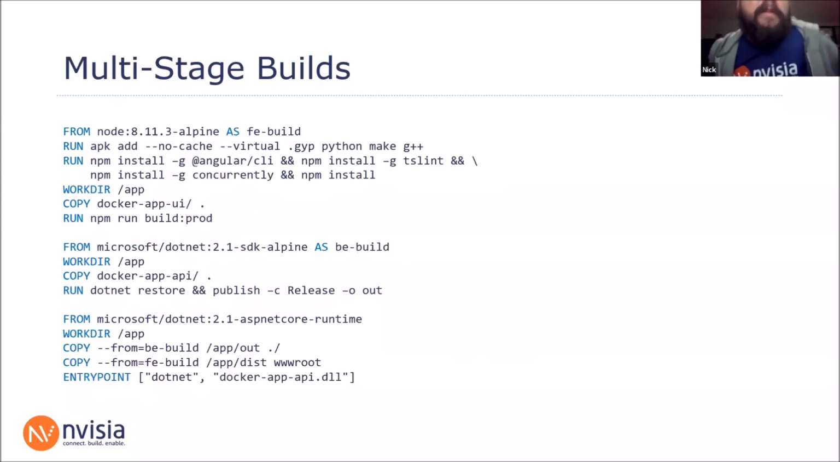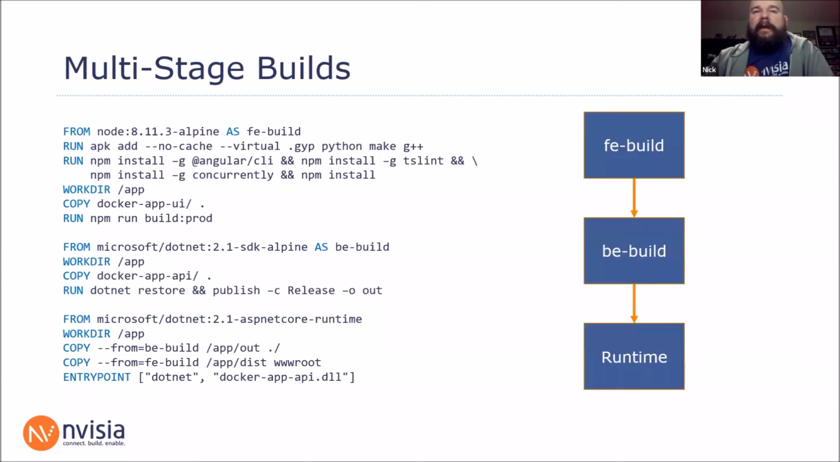All right, so then when we look at other multi-stage builds, here's an example of some other options. Here we have 3 stages. We have a front-end build, which is Node. We have a back-end build, which is .NET. And then we have a .NET runtime where we marry the 2 of them together.